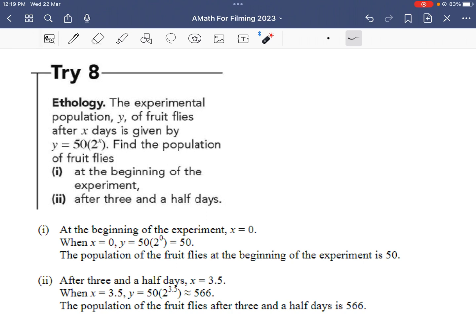After 3.5 days, I will substitute my value of x by 3.5. Hence, 50 times 2 to the power of 3.5 equals 566. I round off to the nearest whole number in this case, because we're talking about number of flies. If you have issues with inputting these calculations into your calculator, please let your teachers know, and we can run you through how to use your calculator to input something like 50 times 2 to the power of 3.5.